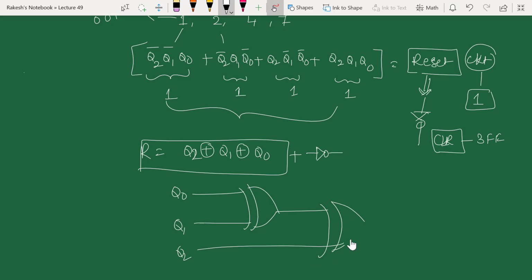This XOR gate output I am going to give through a NOT gate. This is my reset signal. This I am going to connect to the clear input of my flip-flops, so that whenever the flip-flop goes to one of the undesired or invalid states, it goes to the all 0 state. Now we'll try to check whether this circuit will work for us or not.